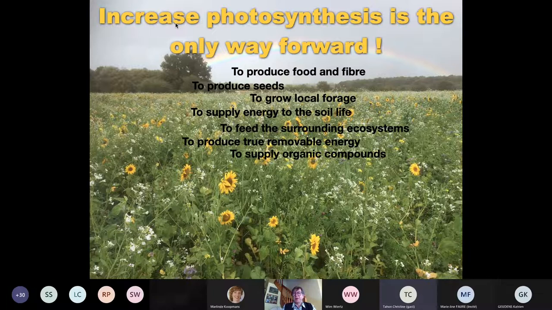Supply organic compounds. A lot of companies now are looking for bio-sourced elements, and only photosynthesis will be able to produce that. Supply green chemicals for the industry. The lavender that I explained is one example. They suppressed synthetic fragrances. So now we have to grow more lavender in order to bring lavender fragrance.